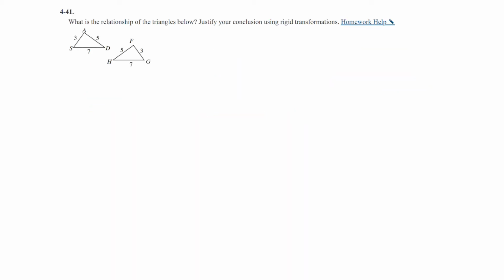Question 41, what is the relationship of the triangles below? Justify your conclusion using rigid transformations. So we can see that this side length matches up with this one. This one is congruent as well. So all the sides are congruent, so we know that the triangles are congruent. And to justify your conclusion using rigid transformations, it appears we could maybe reflect across some vertical line.